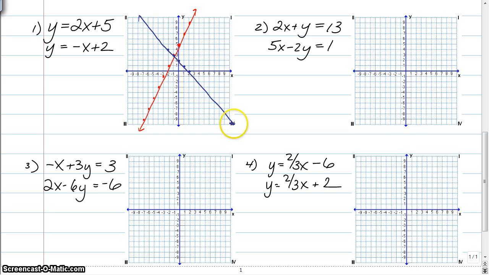So we just sketch our graph. Don't forget to sketch the graph. And this right here is our intersection point that we want. That is the solution. So our answer is -1 comma 3.